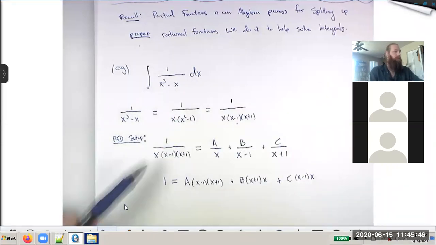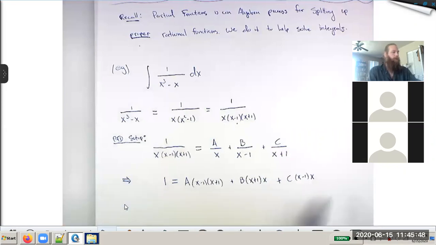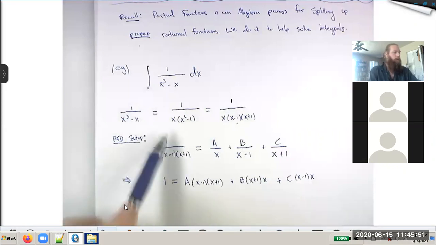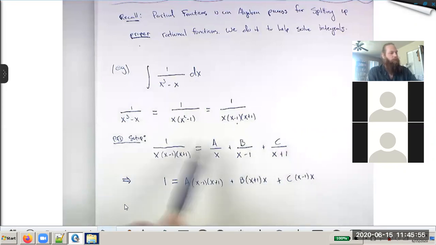So to go from this line to this line, I'm just multiplying through by this denominator. Over on the left-hand side, everything cancels. On the right-hand side, one piece cancels per term there. Here's the trick.